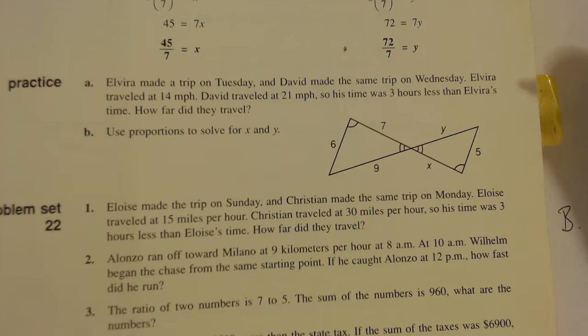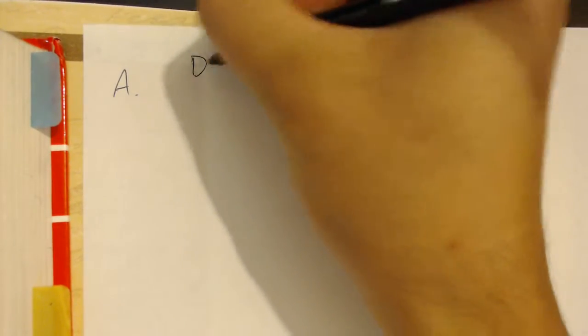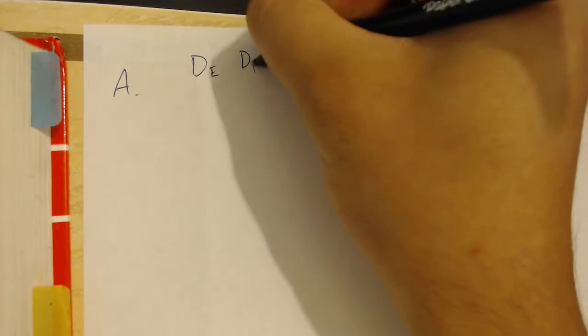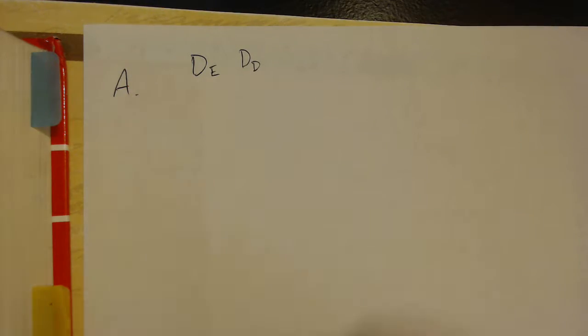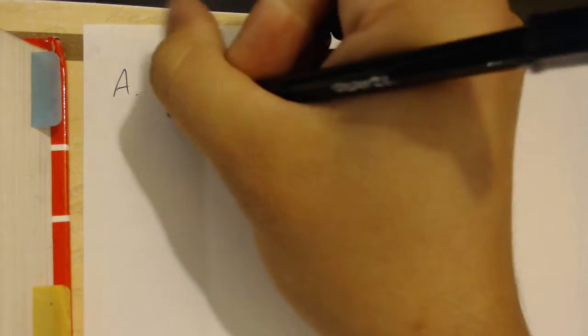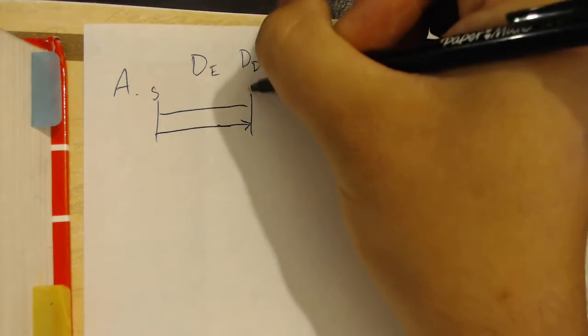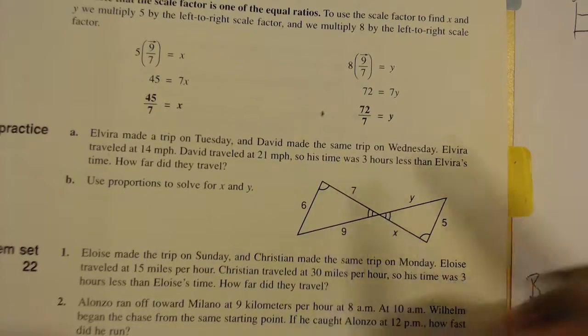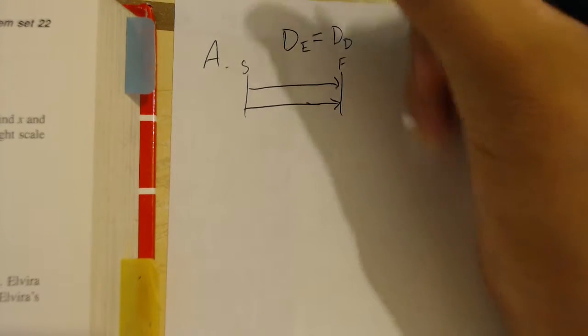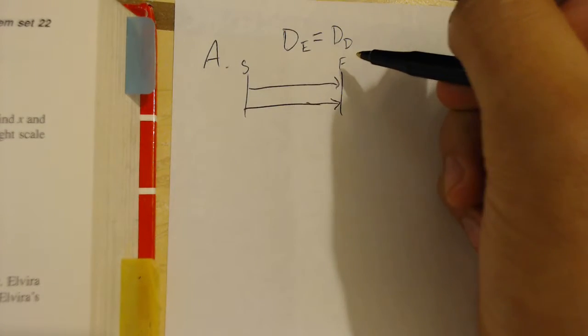So we're going to have to write some unknowns using subscripts. The first one is going to be the distance of E and the distance of D. We're trying to figure out what their distances are. Now they tell you to start by using a distance diagram. Something like this. The diagram is just a start point and a finish point. And in this problem, since it says they made the same trip on different days, they're traveling the same distance. So what we learned about their distances is that distance of E is equal to distance of D.